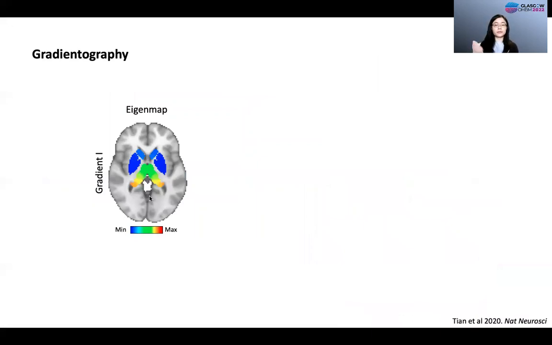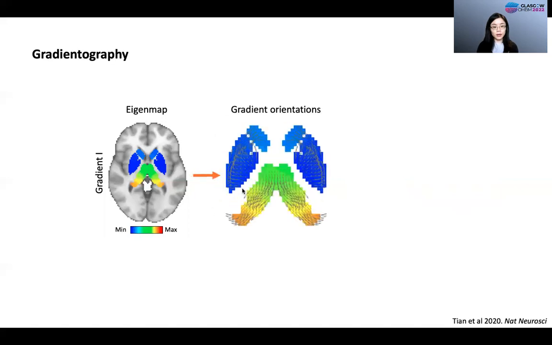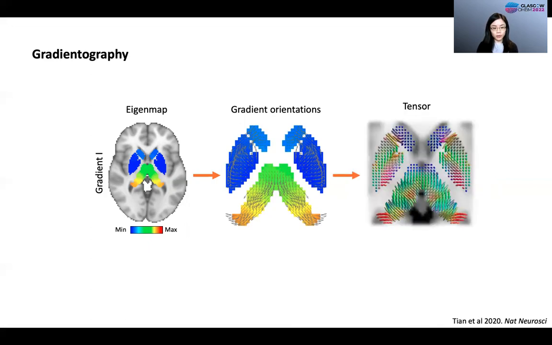By definition, an eigenvector has two properties. One is the direction, another property is the gradient. Because of that, we first computed the gradient orientation, or the gradient direction, for each subcortical voxel in this gradient field, and then we fit a tensor into the gradient field, such that the shape along each tensor indicates the gradient direction, whereas the length of the tensor represents the gradient magnitude.